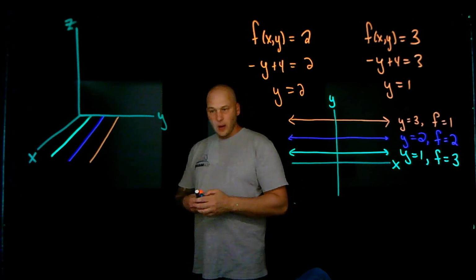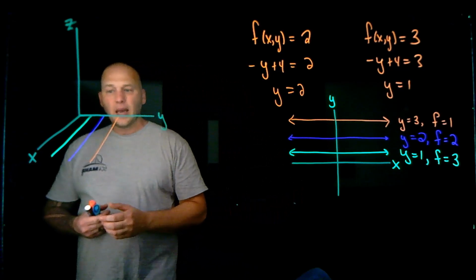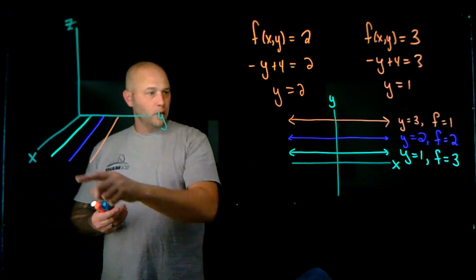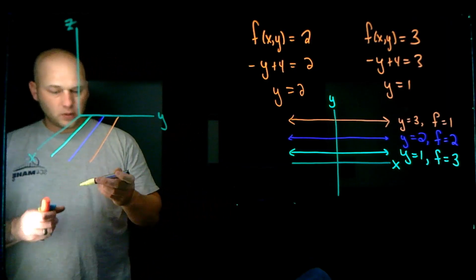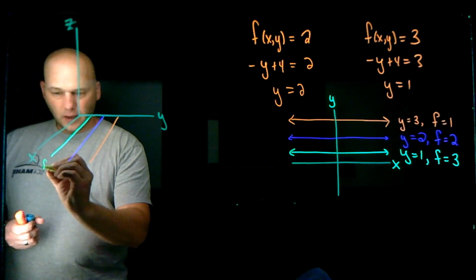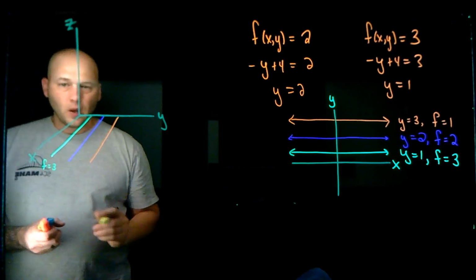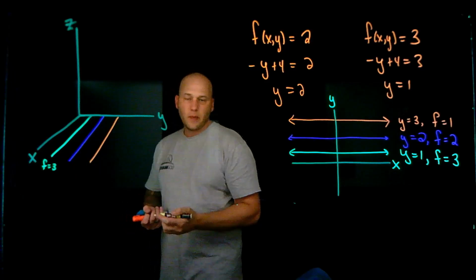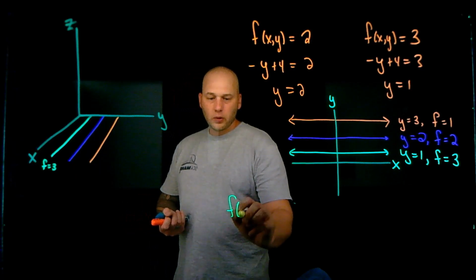Okay, now let's look at the level curve f equal to 3. So that was this one right here. This was f equal to 3. Well, let's remind ourselves what that meant. So f of xy equals 3.